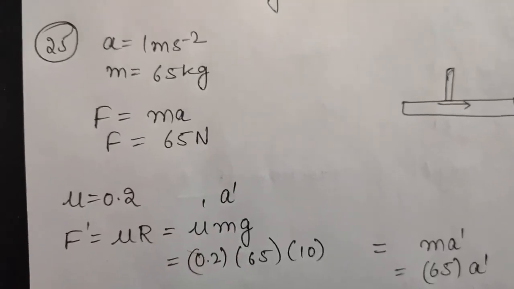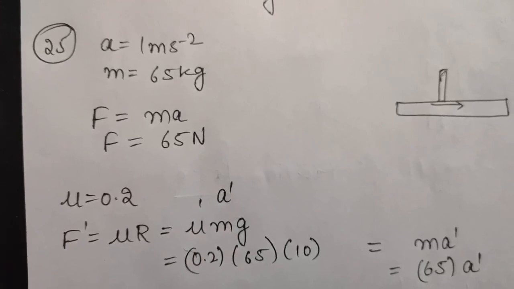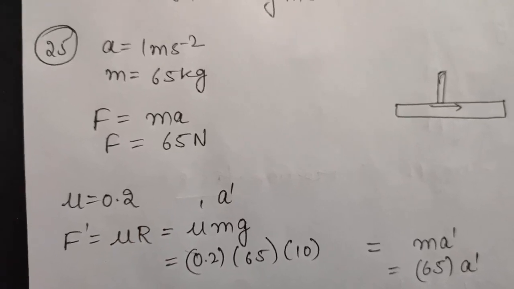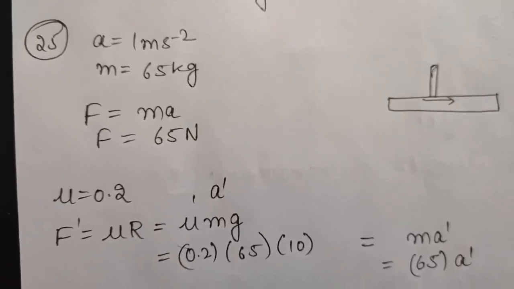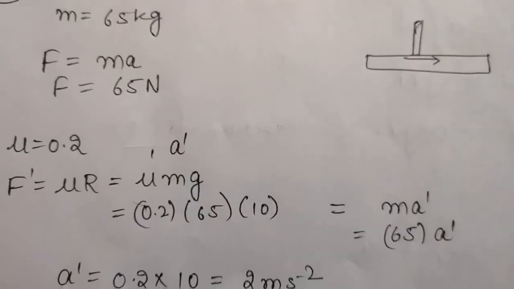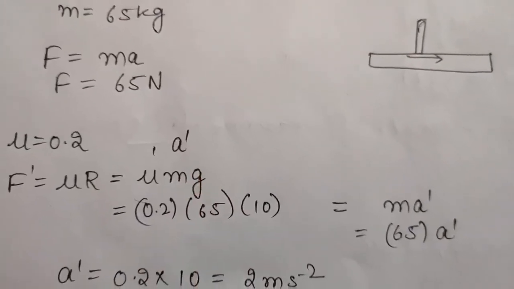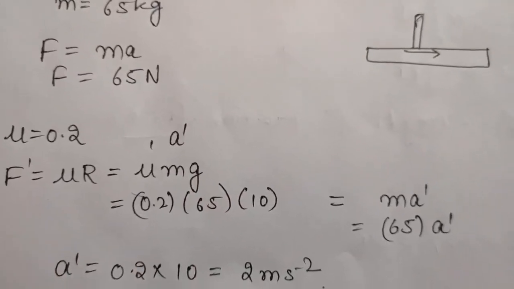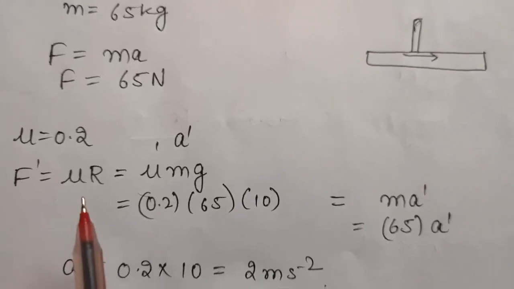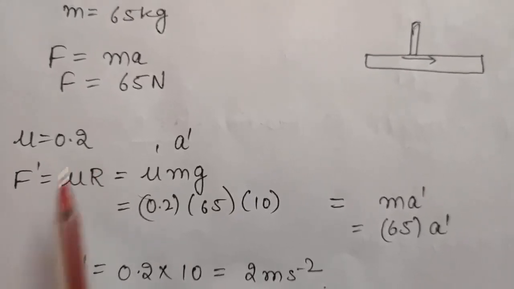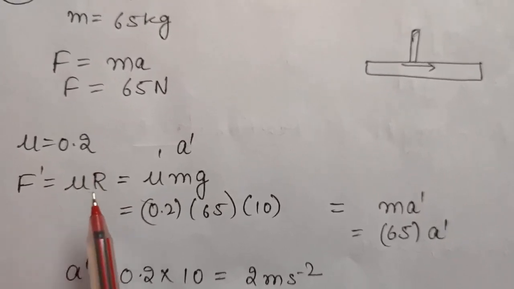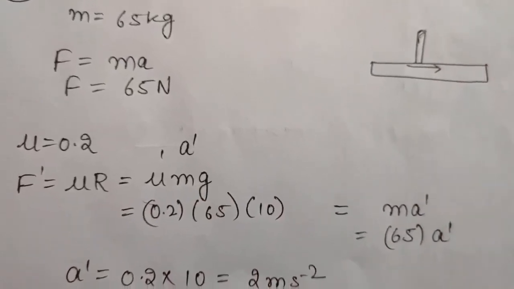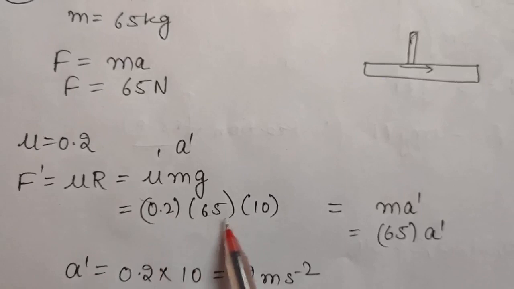Okay, after that the question says if the coefficient of static friction between the man's shoes and the belt is 0.2, up to what acceleration of the belt can the man continue to be stationary relative to the belt? Okay, so now let us suppose A dash is that acceleration up to which the man can remain stationary. Okay, so again F will be equal to ma. So before that let us calculate the force of friction due to this coefficient of friction. So now as you know, force of friction F dash is mu R, and R is nothing but mg, because mg will act downward and reaction will act upward. So from here F dash will come to be 0.2 into 65 into 10.